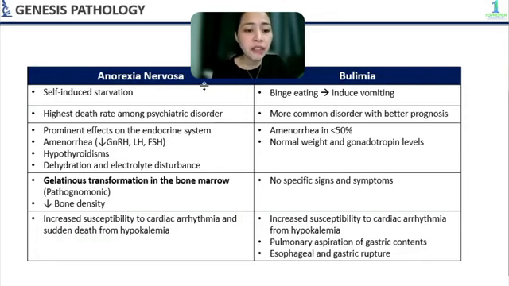In anorexia, the effects on the endocrine system are prominent. Merong amenorrhea because of a decrease in GnRH and consequently a decrease in LH and FSH. There's also a decrease in thyroid hormone levels, which leads to manifestations of hypothyroidism like your bradycardia and cold intolerance and constipation. Dahil nga hindi ka kumakain, pwede kang maging dehydrated and magkaroon ng electrolyte disturbance. Pathognomonic finding din sa anorexia yung gelatinous transformation in the bone marrow. Also, the bone density decreases, possibly because of the decrease in estrogen kasi may problem ka sa endocrine.